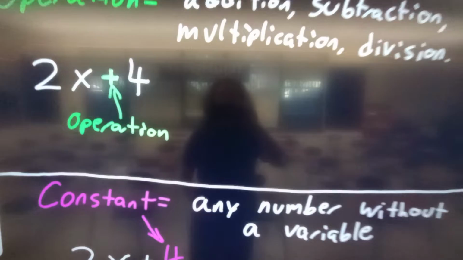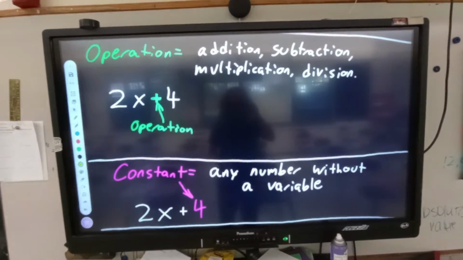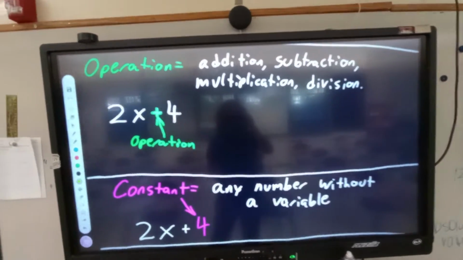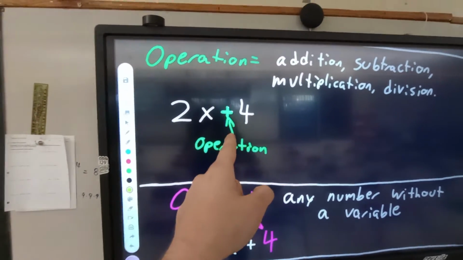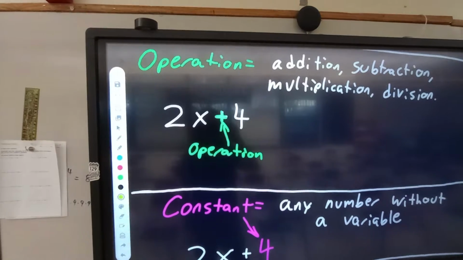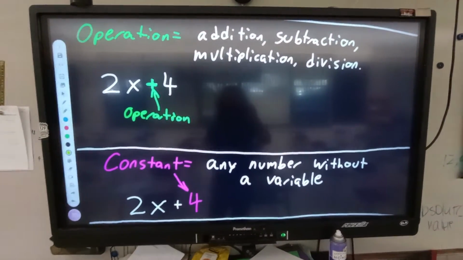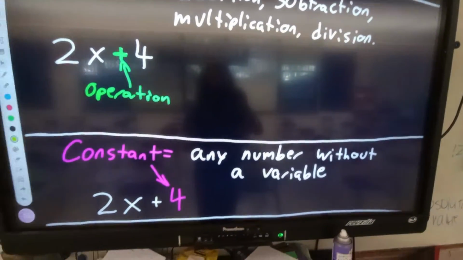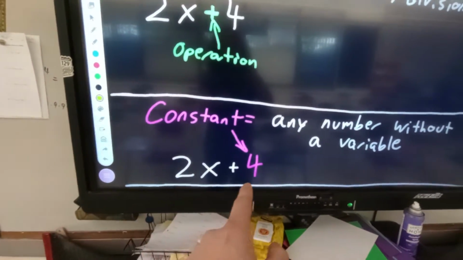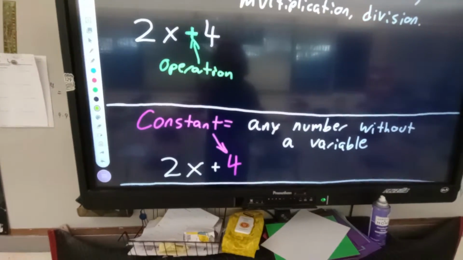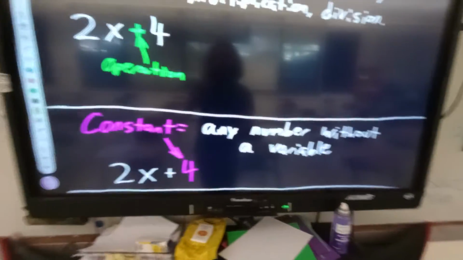Let's go ahead and look at the next definition, which is an operation followed by a constant. So an operation, these are addition, subtraction, multiplication, or division. In the case of 2x plus 4, the plus sign is our operation. A constant in a math problem is any number that does not have a variable. So in this case, we have 2x plus 4. The 4 is our constant. It does not have a variable, and that's what makes it a constant.